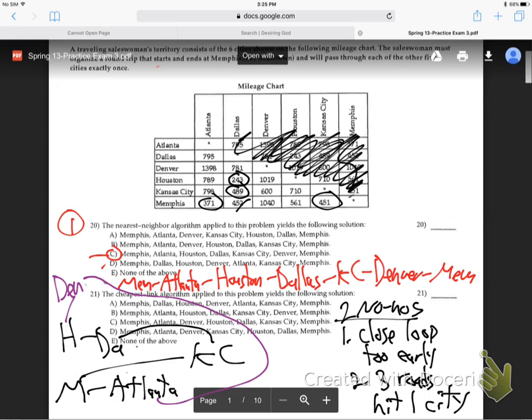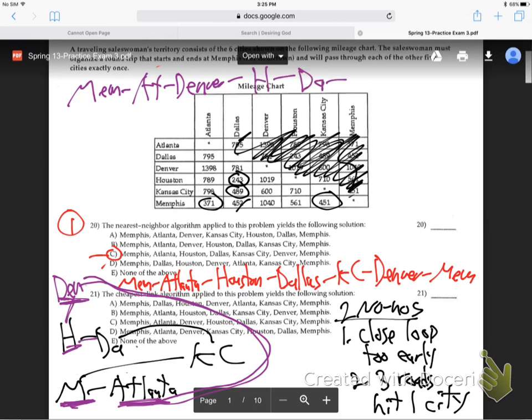So there's the loop. Now I have to rewrite it, that funny looking loop I just made. You've got to rewrite it starting with Memphis, because that's the way the answers are all written out, on number 21. So Memphis, Atlanta, Denver. Let me write it up here. Everybody see what I'm doing? I'm just following the chain's links. Memphis, Atlanta, follow it around. Denver, next Houston, next Dallas, next KC, and then back to Memphis.